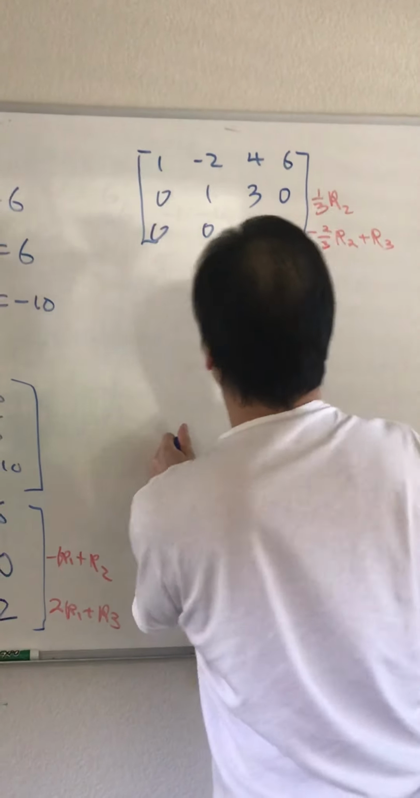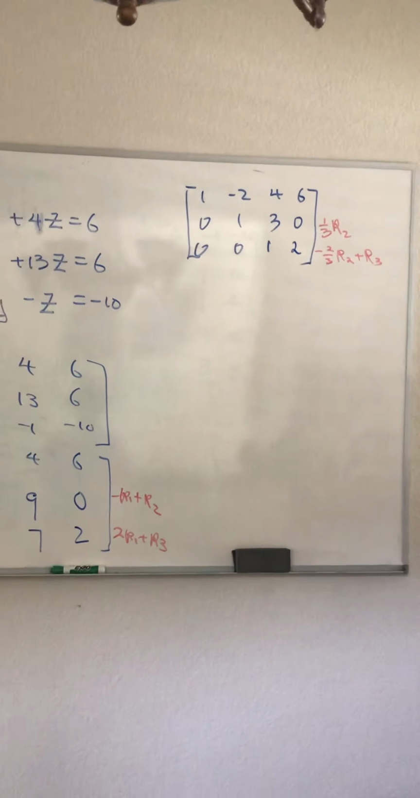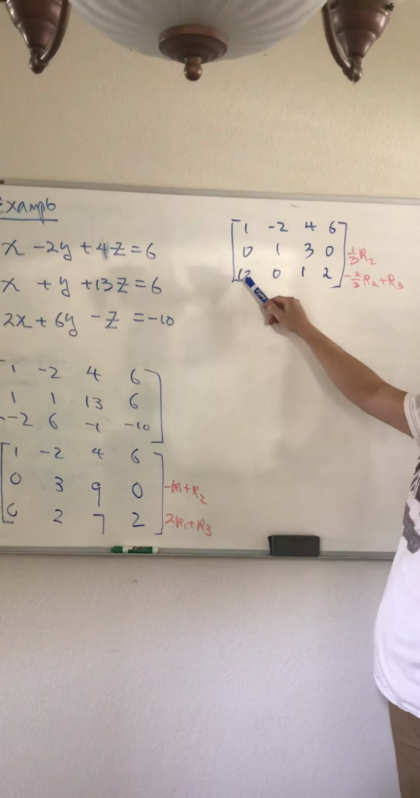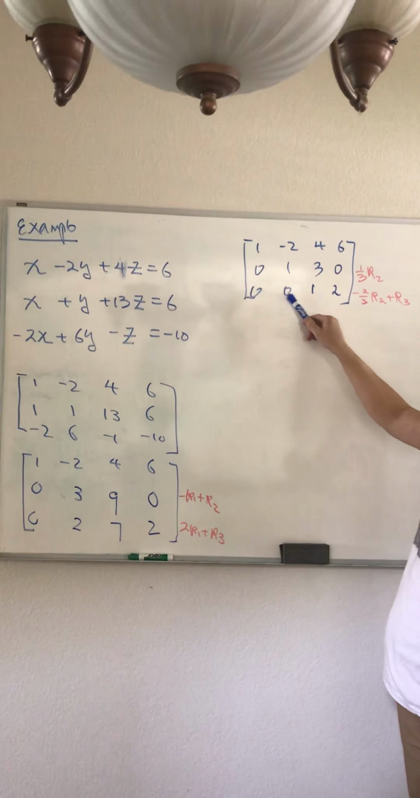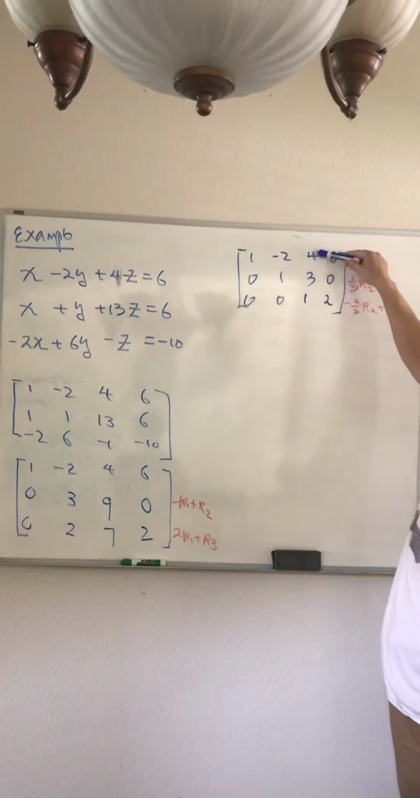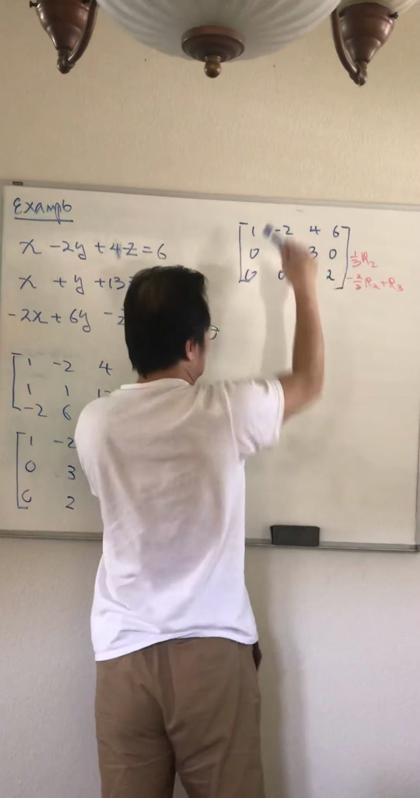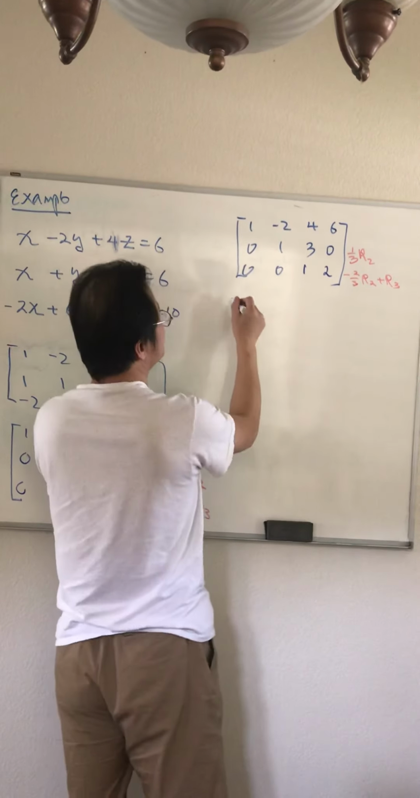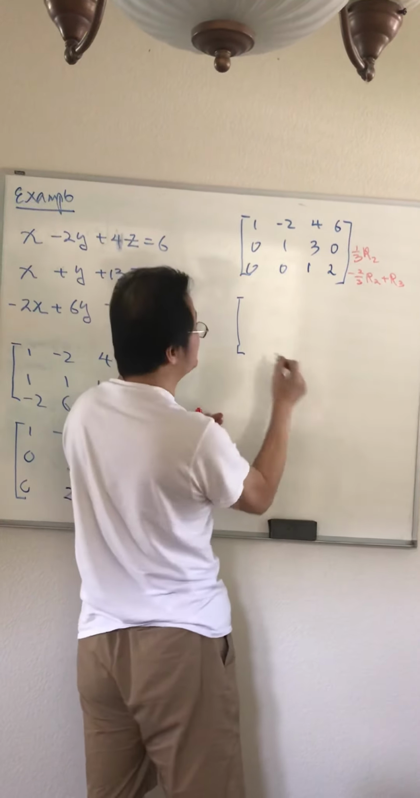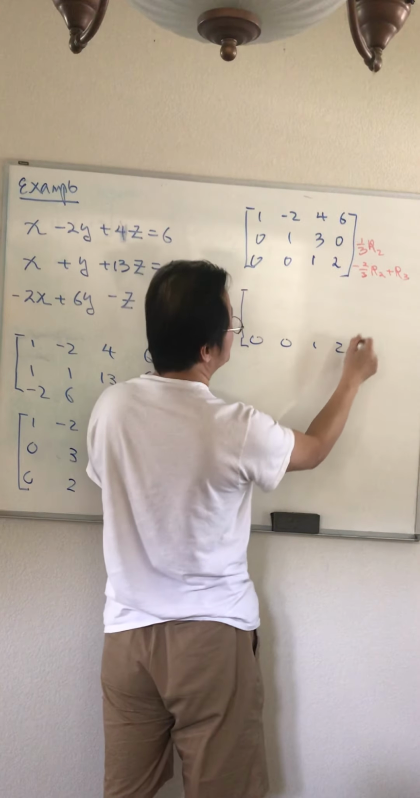Okay. Now next I will start from the bottom up, okay? I'm going to keep this 1 right here, and every entry above the 1 is going to be 0. So let's take care of this column first, okay? Now we're going to write the bottom row first. 0, 0, 1, 2.